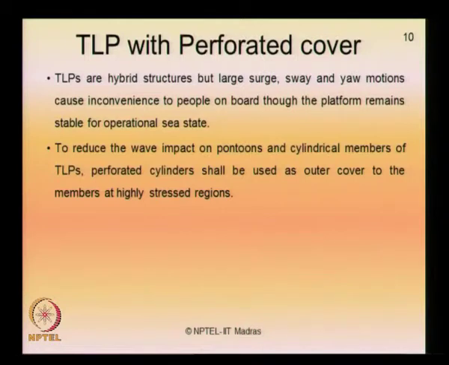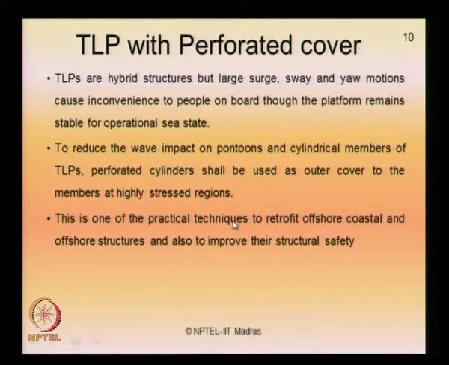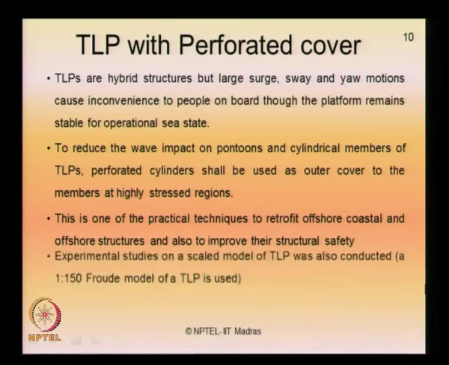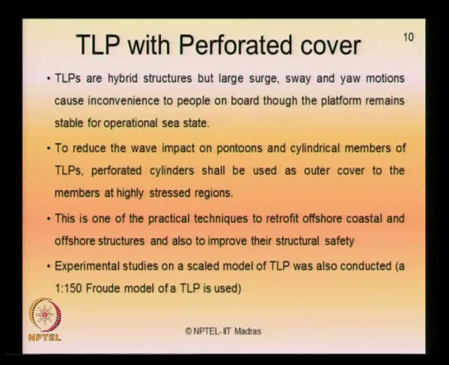Therefore, to reduce the wave impact on pontoons and cylindrical members, one can think of attempting a perforated cover on an existing outer cylinder at highly stressed regions. This can be seen as one of the practical techniques to retrofit coastal and offshore structures and also to improve their structural safety. Experimental studies are conducted on a scaled model of a tension leg platform using a 1:150 Froude scale model, which will now be discussed.